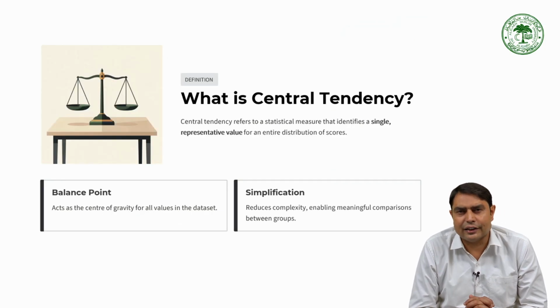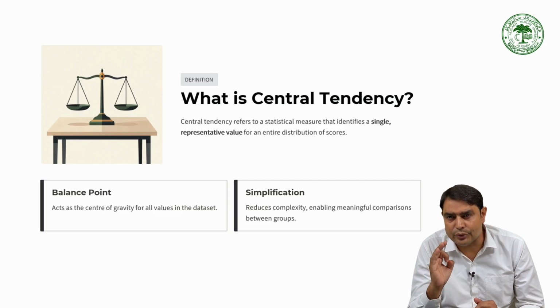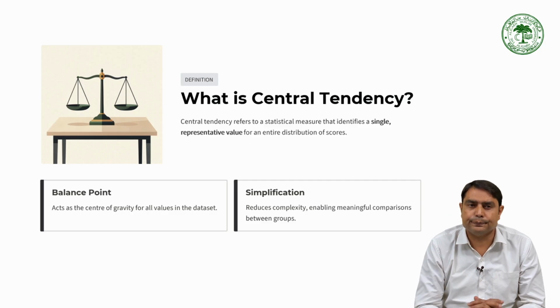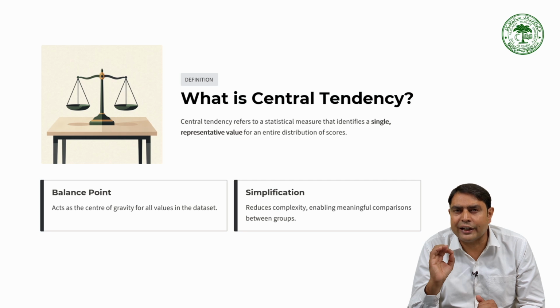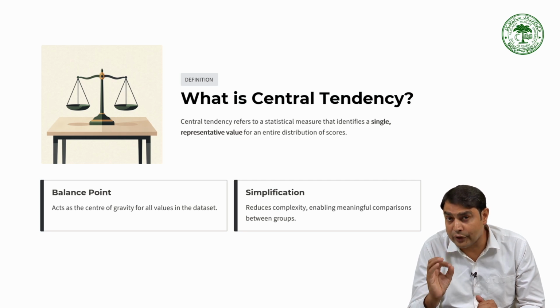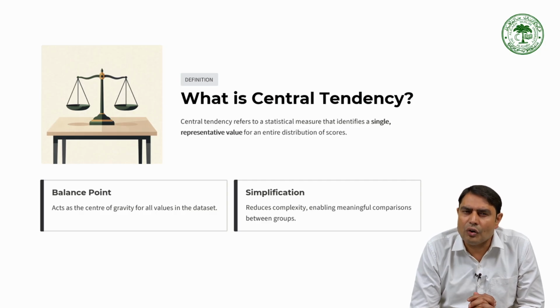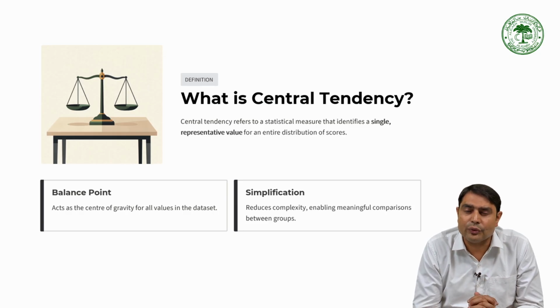So, what is central tendency? It refers to the statistical measure that identifies a single representative value for the distribution of scores or for the distribution of data. In simple words, it tells us where the center of the data lies, or the central unit or central value of the data lies. We can think of it as a balance point. If the data set were a physical object, central tendency would indicate where it balances.